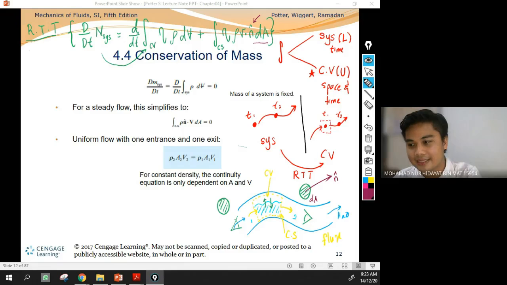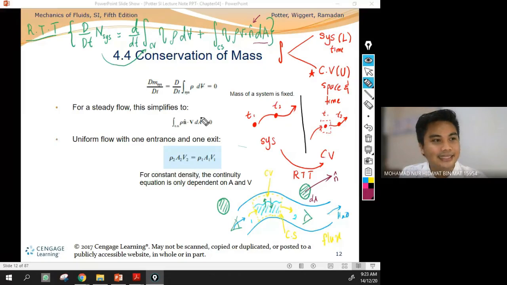So all these are directly related to the RTT, Reynolds Transport Theorem. Do you guys understand how to convert from the system into the control volume using the RTT, Reynolds Transport Theorem? Do you guys okay so far? Please respond. I want to see. Okay, all right, thank you.